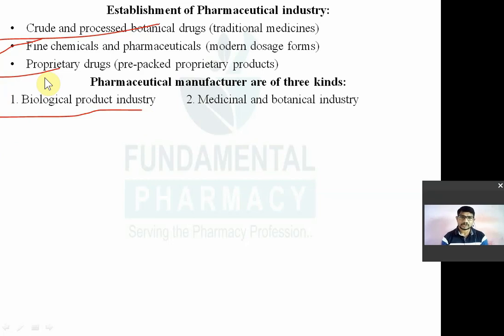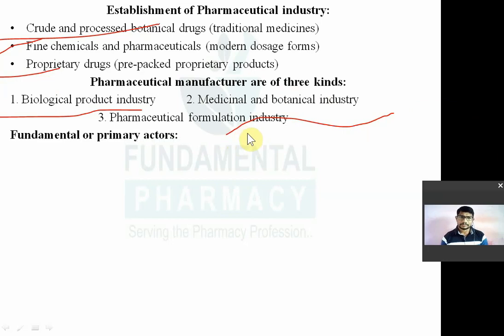Okay, biological products. Now the medicinal and botanical industry: they are involved in the isolation, extraction, and formulation of botanicals. Then the pharmaceutical formulation industry. In the medicinal and botanical industry, medicinal means they are involved in bulk drugs, and botanical means they are involved in botanical drugs. Now the third one is the pharmaceutical formulation industry. These industries are involved in the conversion of raw material into finished product or dosage form.